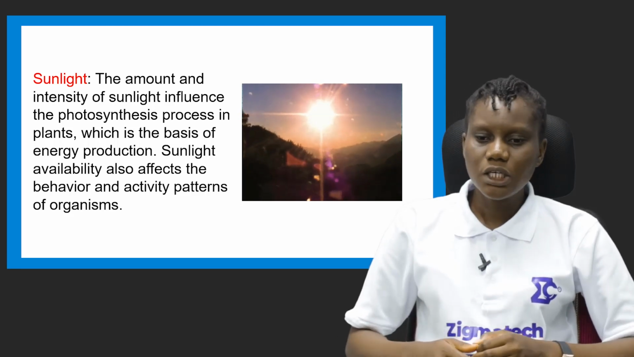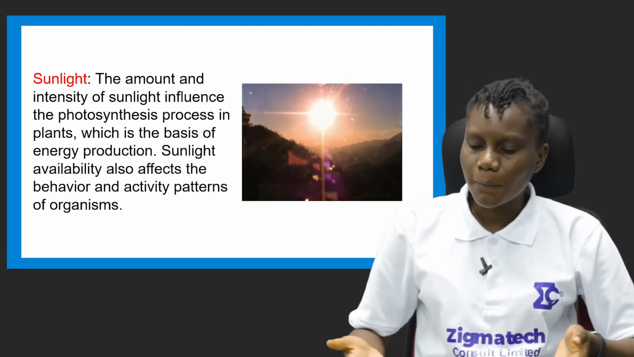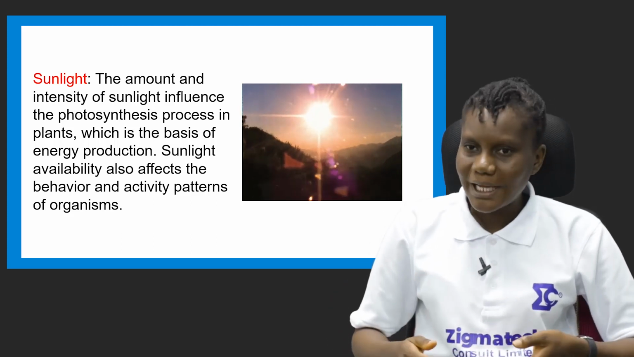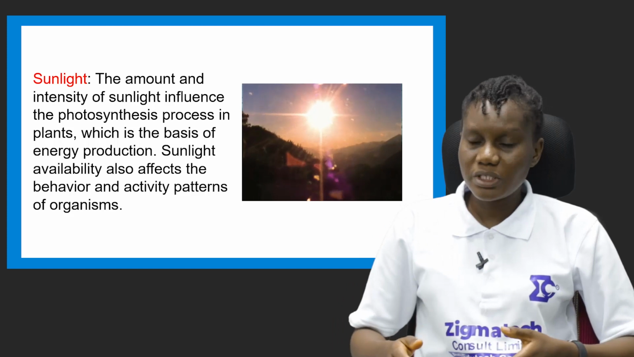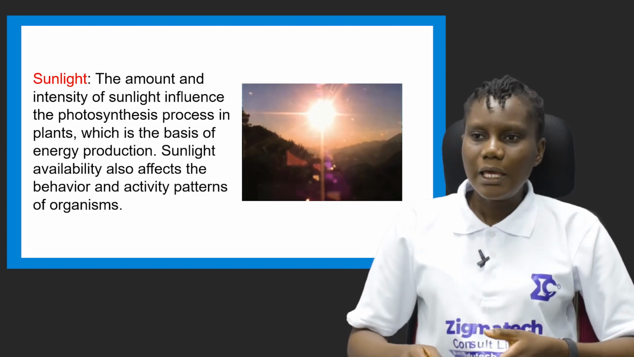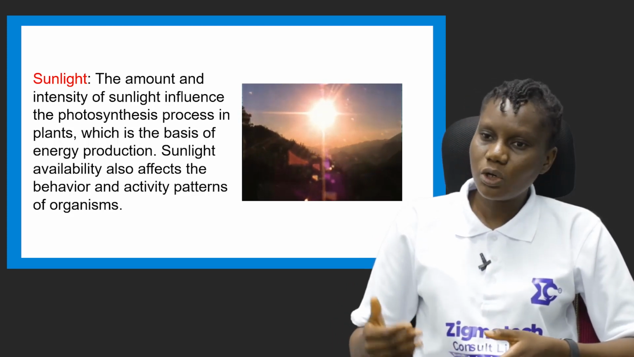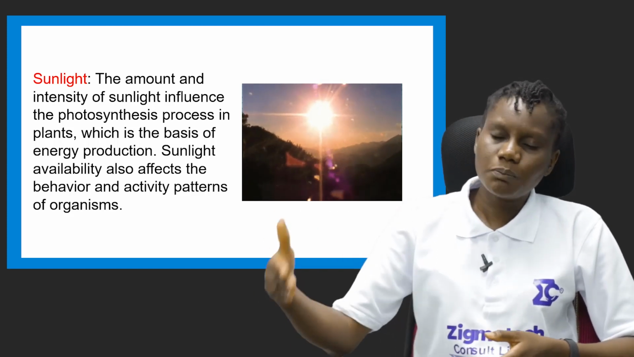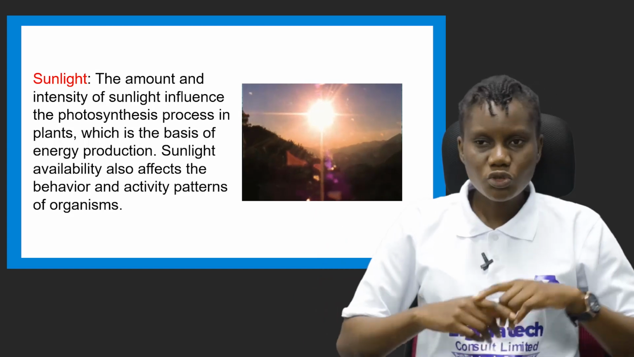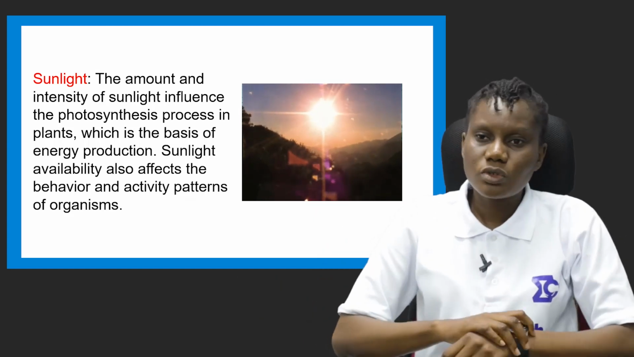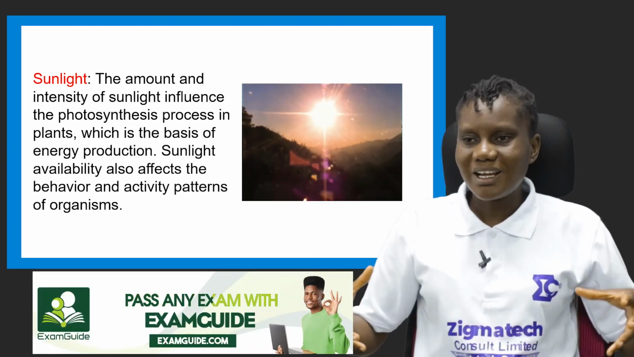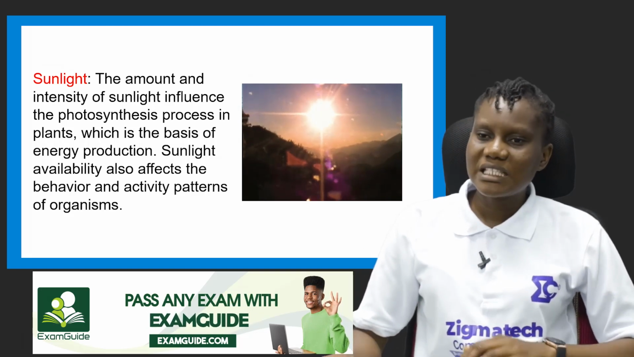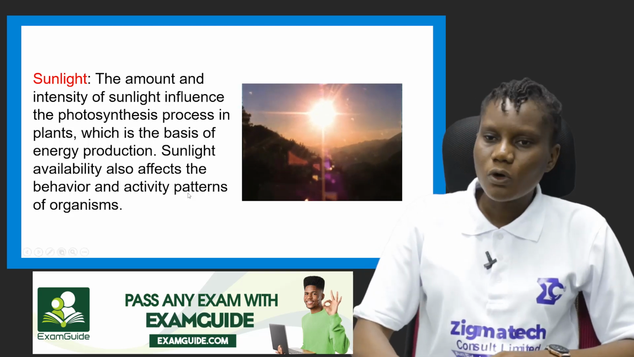And you know that plant is the base of the food chain. Plants are the primary producer, the main producer, from which other consumers get their own food, either the primary consumer, the secondary, or the tertiary consumer. So if there's no availability of enough sunlight, the habitat is going to be affected. Sunlight availability also affects the behavior and activity patterns of organisms.